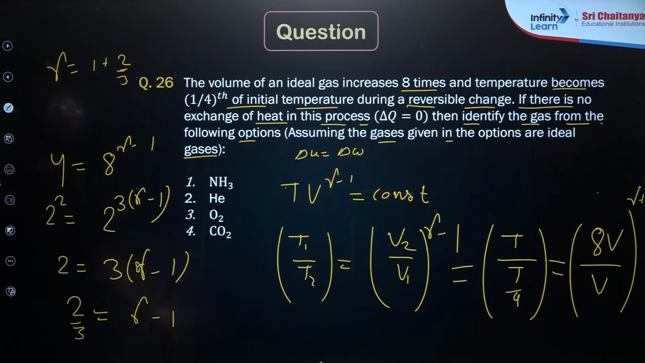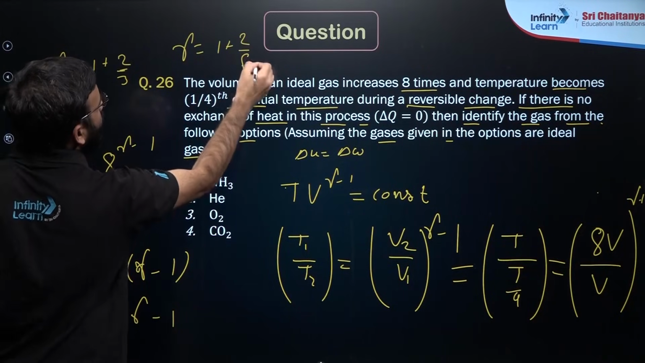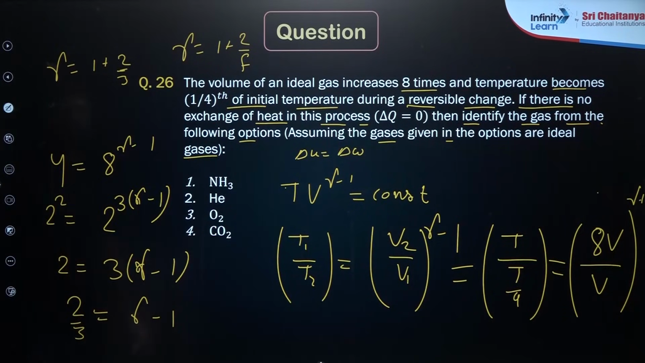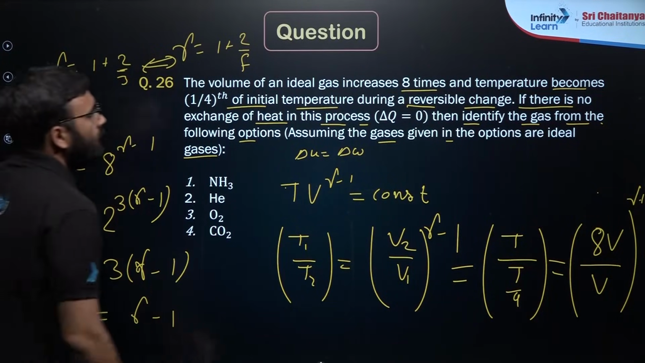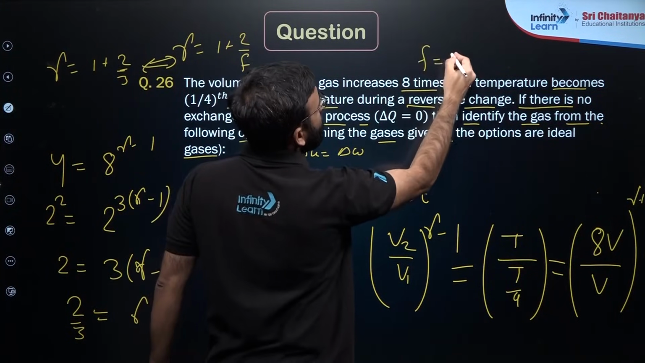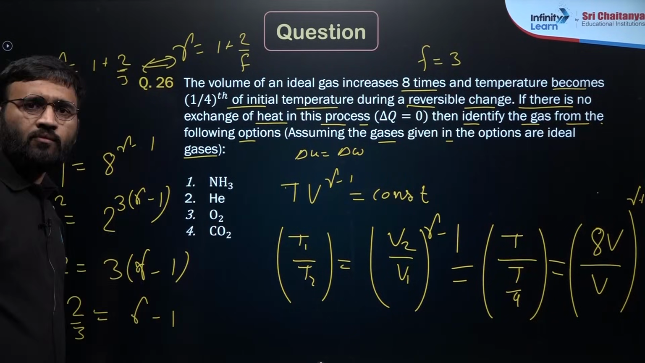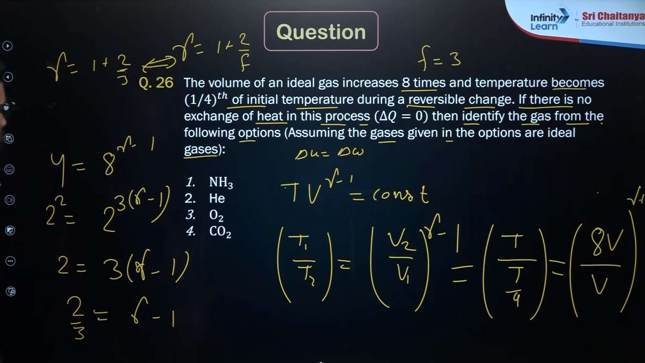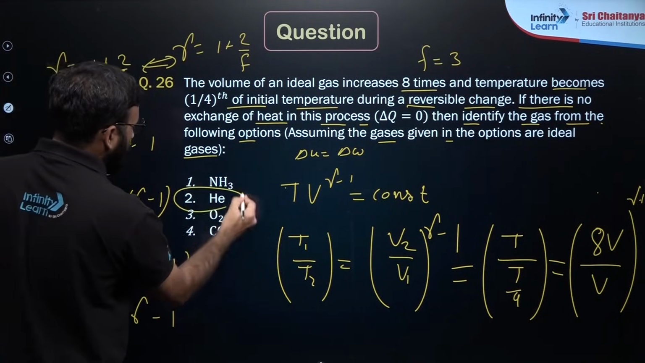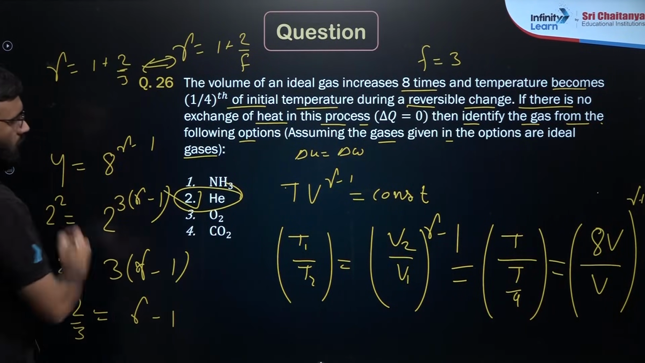So all of you know gamma equals 1 plus 2 upon f, where f is the degree of freedom. So you can compare this one and this one, so f equals 3. So what is this 3? 3 is the degree of freedom for a monoatomic gas. So you can see which one is monoatomic. Only helium here is a monoatomic gas. So what is the final answer for this one? That is helium.